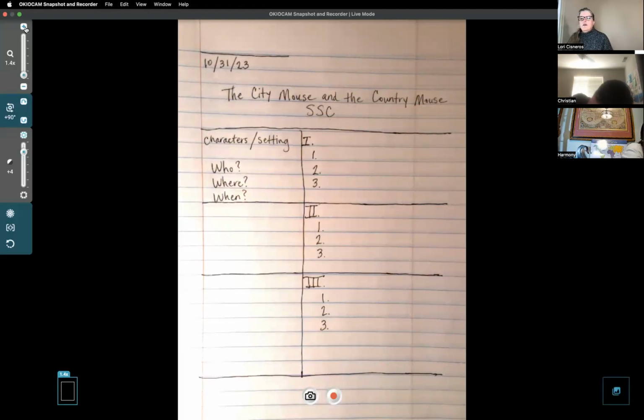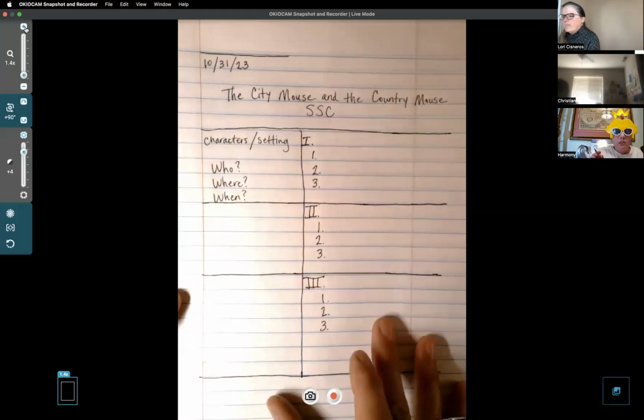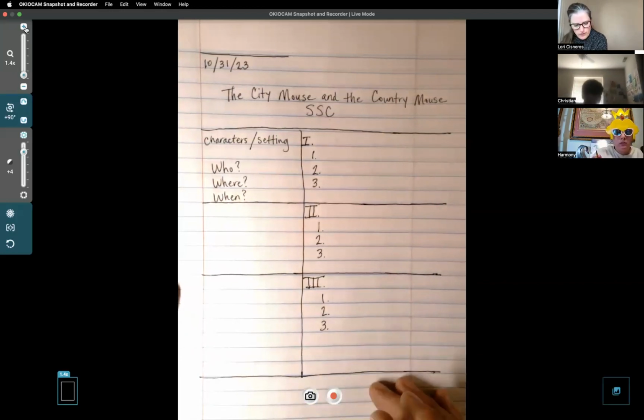All right. So once you got that written down, whenever Harmony's ready, I'm going to have you tell us who are the characters in this story? Who are the main characters in this story? The city mouse. Okay, good. The city mouse and who else? The country mouse. And the country mouse.